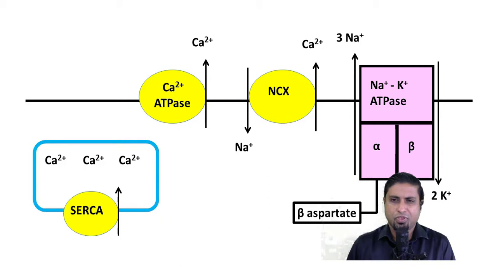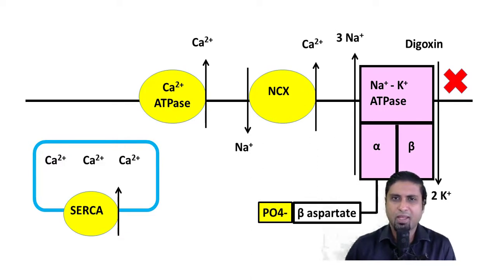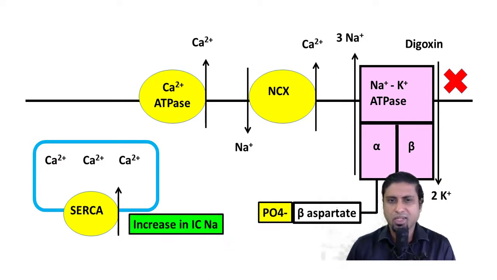We can see that the alpha subunit has attached to it a beta aspartate moiety. Now when this beta aspartate moiety is phosphorylated, digoxin tends to bind very strongly to the sodium potassium ATPase pump and inhibits its activity. The sodium potassium ATPase pump now fails to pump potassium into the cell and fails to pump sodium out of the cell. The result is an increase in intracellular levels of sodium.